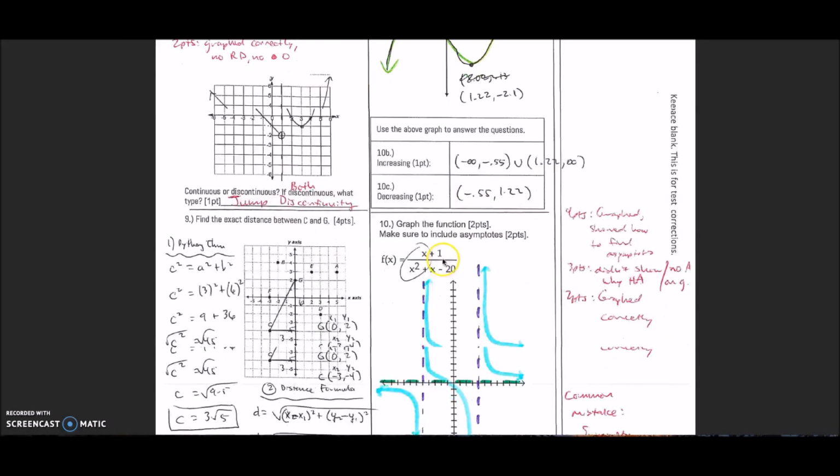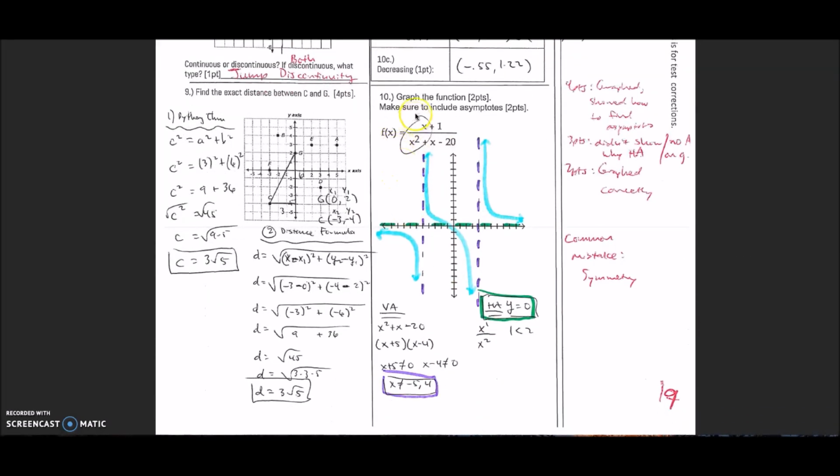That's 2 question number 10s. Oh, this should have been number 11. Graph the function. I give you 2 points for that, and then make sure you include asymptotes. Asymptotes are vertical and horizontal, 2 points. So you need to show me how you found those. Some students did this.